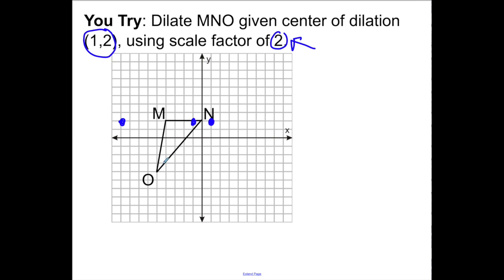O is the trickiest one. So O, to get there, 1, 2, 3, 4, 5, 6. So I have to go down another 6, and over 1, 2, 3, 4, 5. And this will be 6. Okay, so here's my brand new shape.